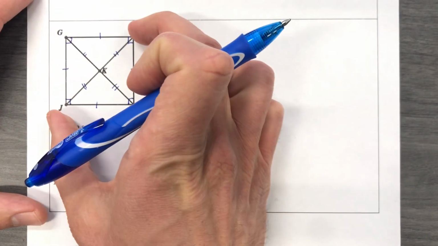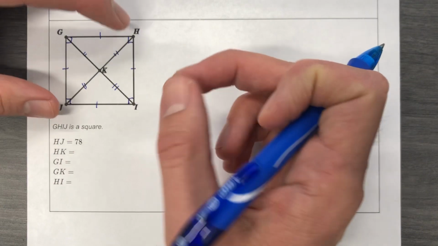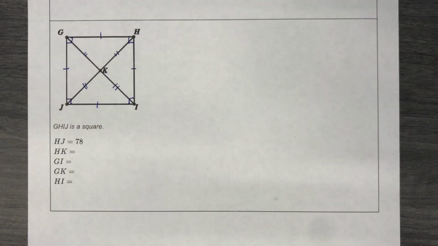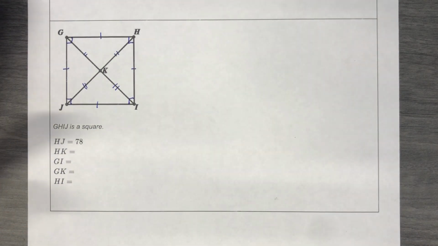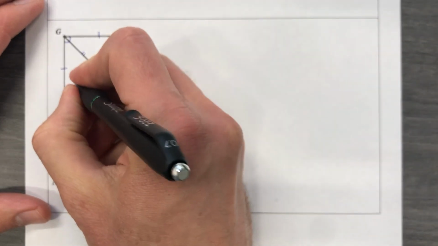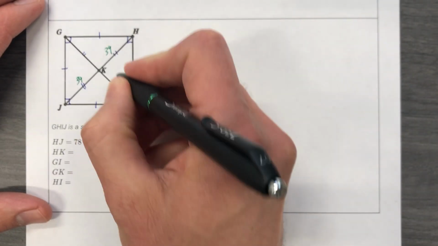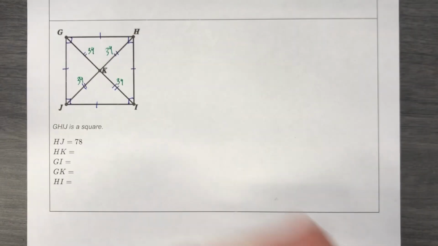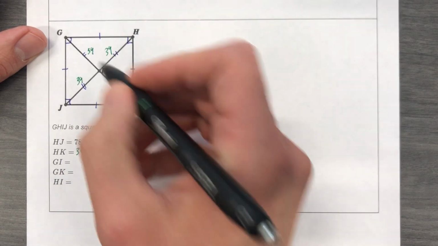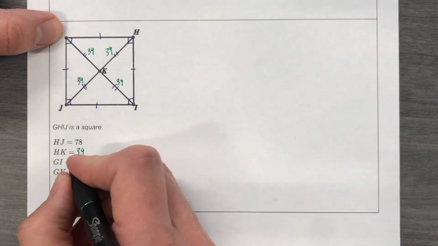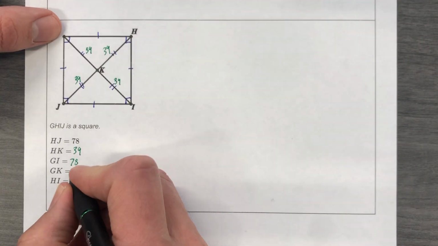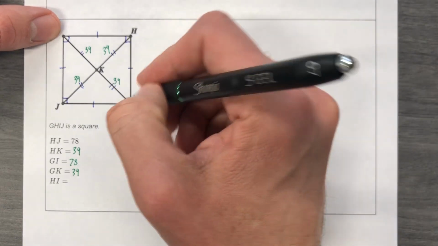HJ is 78. Well, if this entire thing is 78 and we have cut it in half, then we're just going to take 78 and cut it in half. Don't make it harder than it is. That means that this segment right here is 39, which makes this one also 39, which makes this one also 39, which makes this one also 39, which means we can fill in most of this already. So HK, 39. GI, not 39, it's 78, the entire thing. GK is 39.